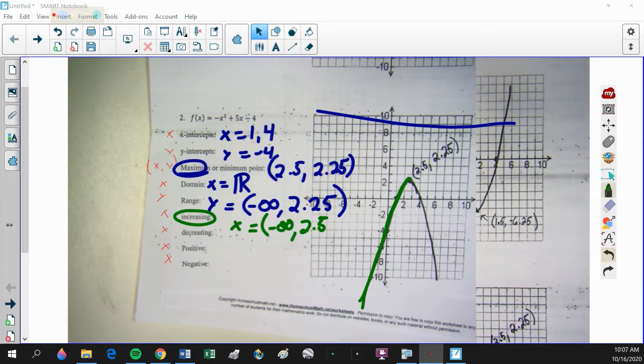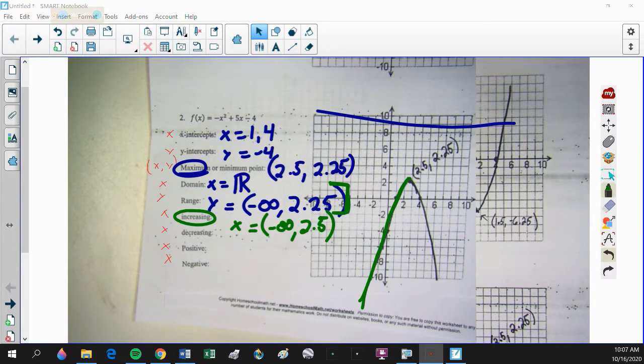Negative infinity gets a parenthesis. What about 2.5? Parenthesis. Oh, shoot, I messed up. This one should be a bracket because the y value does hit 2.25.